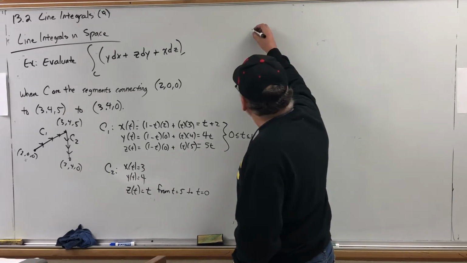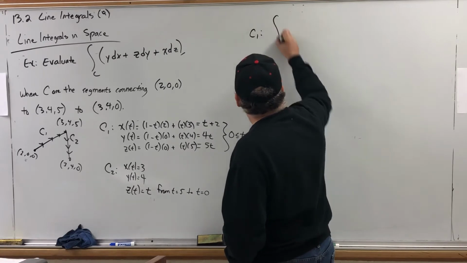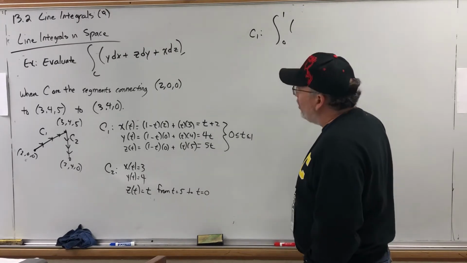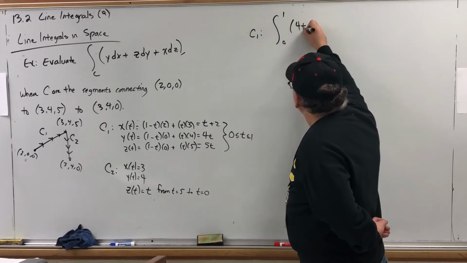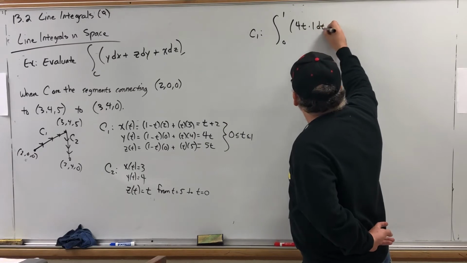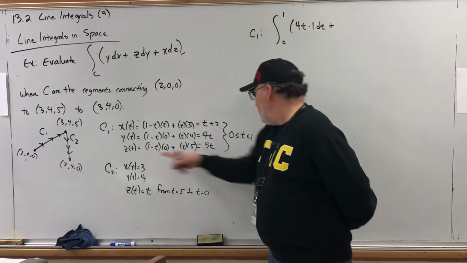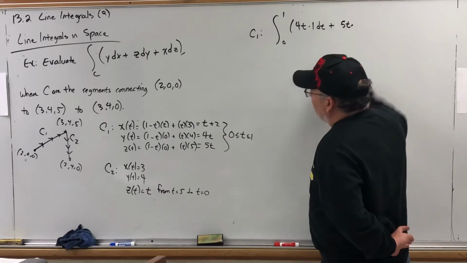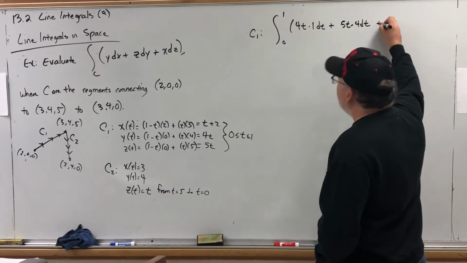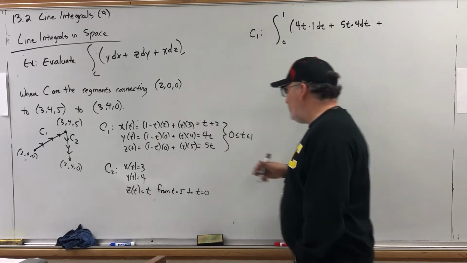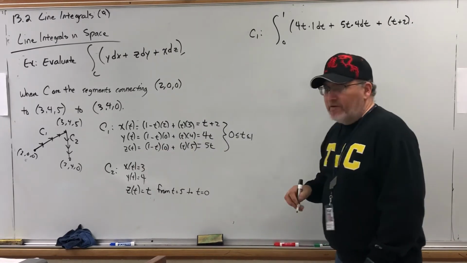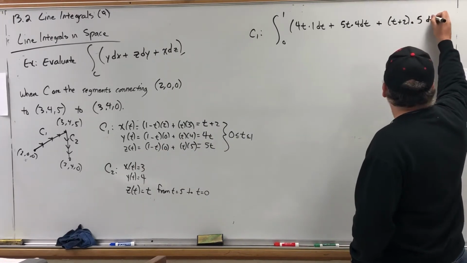So let's start with the integral over C1. We're going to integrate from 0 to 1, because that's how we define our parameter, of y, which was 4t, times dx, the derivative of x is 1 dt, so that's easy, plus z, which was 5t, times the derivative of y, which is 4 dt, so also pretty easy, plus x, which is t plus 2, times dz, which is the derivative of the z function, which is 5 dt.